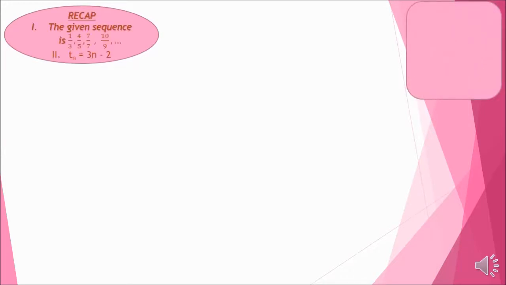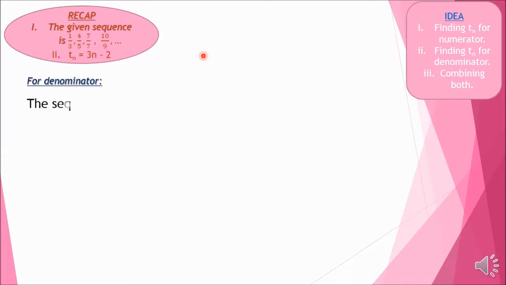Now the solution is still not completed. We have just found the general term for the numerator. Now we have to find the general term for the denominator also. Let's see the sequence for the denominator. The sequence is 3, 5, 7, and 9. You can see this sequence. It's the original sequence given in the question, and we replaced 1 by 7 by 7.